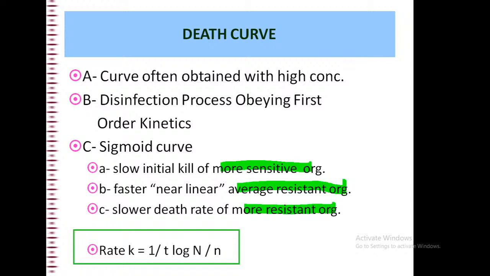action of disinfectant. So the rate is calculated by 1 divided by T, where T is the time, times log N0 by N, the number of bacteria divided by the total number of microorganisms. So the death rate is calculated by 1 divided by t, which indicates time, then log of the number of bacteria divided by the number of microorganisms, and then the total number of.